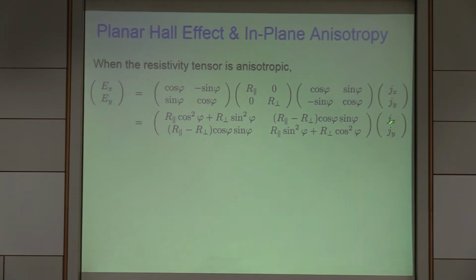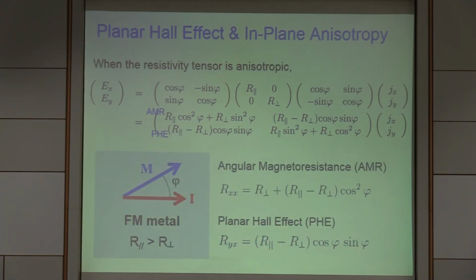transverse voltage, even when only the current is applied along the x direction. So this longitudinal voltage is called anisotropic magnetoresistance, and the transverse voltage occurring along the Jx component is called the planar Hall effect. And it is well known that in the ferromagnetic system, the appearance of the magnetization leads to the anisotropy in the resistivity tensor, and the resistivity is always larger along the magnetization direction compared to the perpendicular direction. And this anisotropy axis rotates together with the magnetization axis.